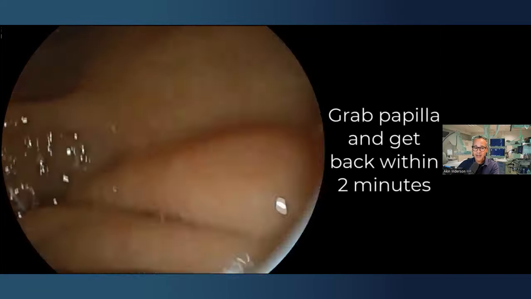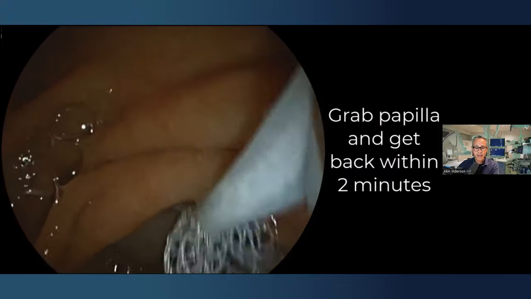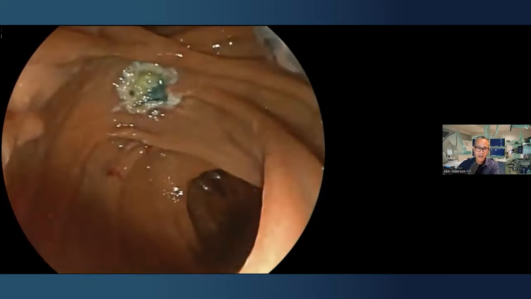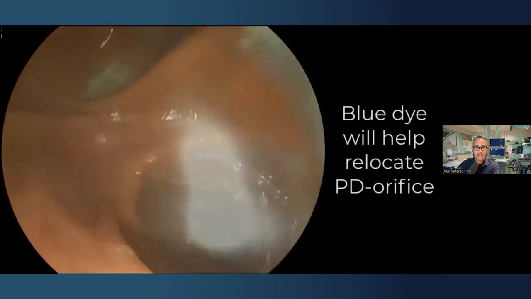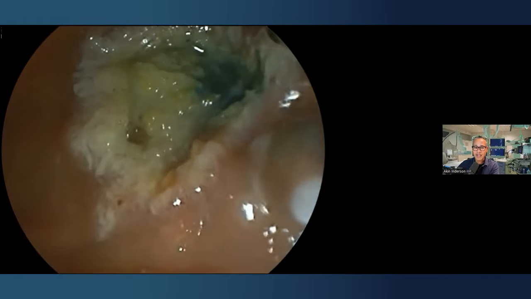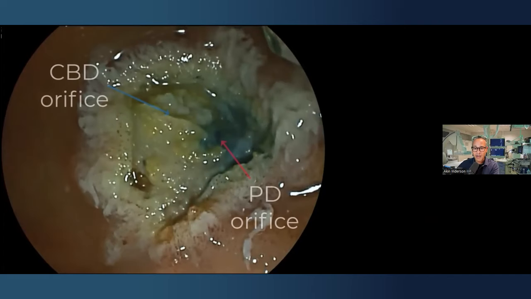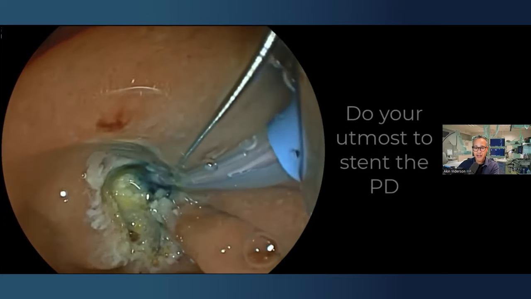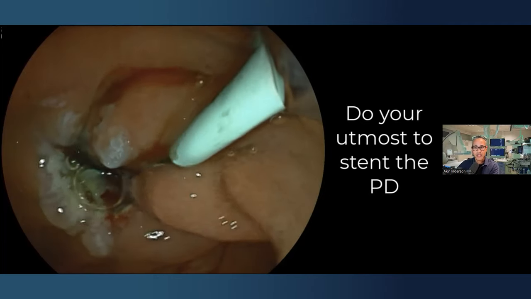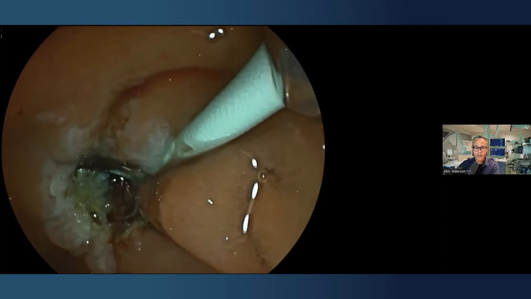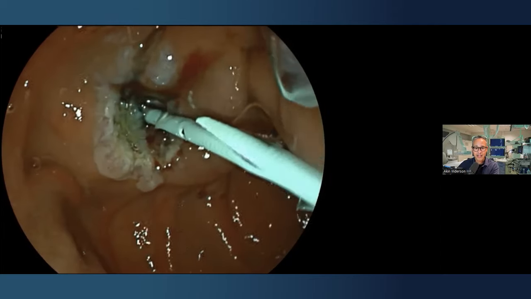Then quickly remove your specimen with a Roth net, get it out, and get back in within 2 minutes, because otherwise you have the chance of your wound bed starting to bleed. And now you see why I injected the blue, because you can easily discern the pancreatic duct orifice from the CBD orifice, which facilitates easy recannulation. I can't stress that enough. Do your utmost to place a pancreatic stent to prevent the chance of pancreatitis.